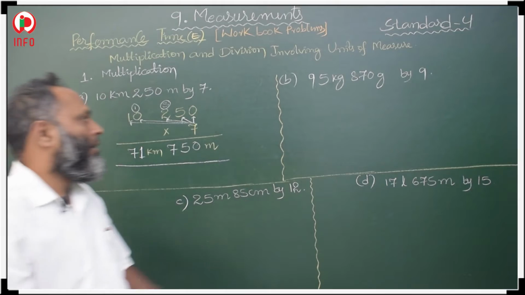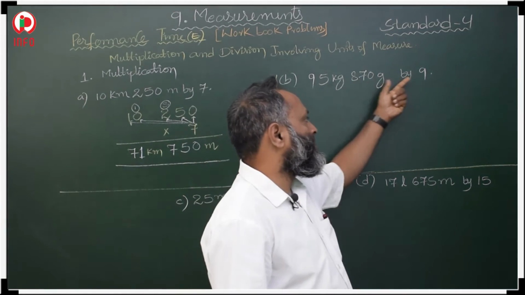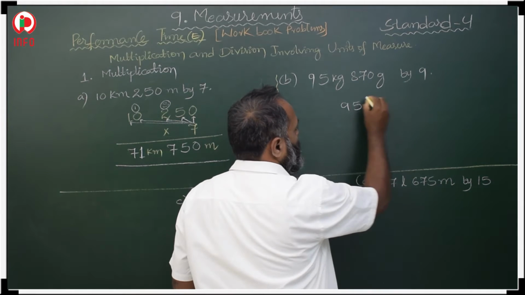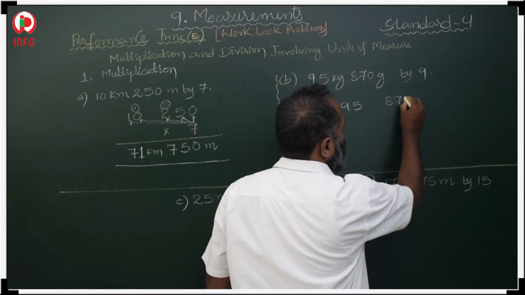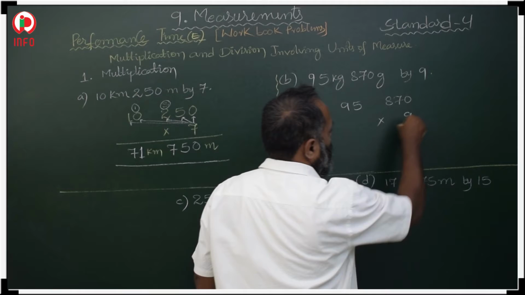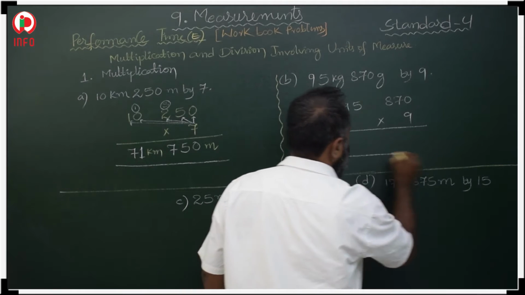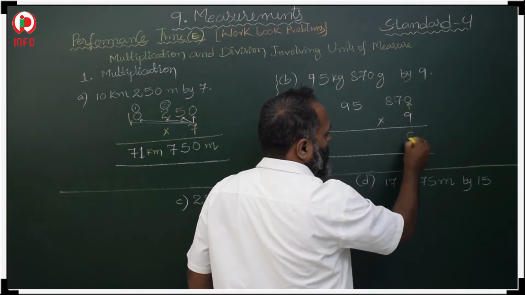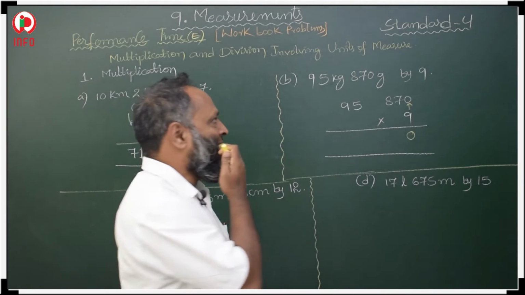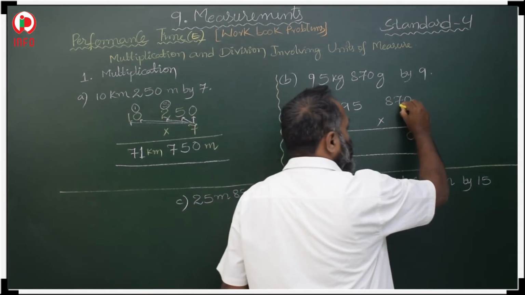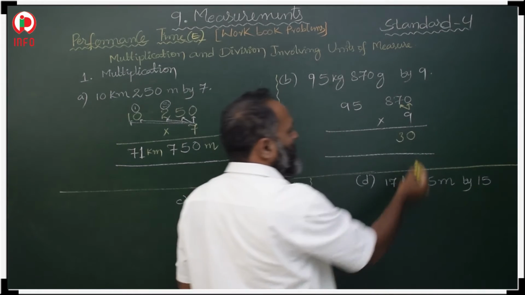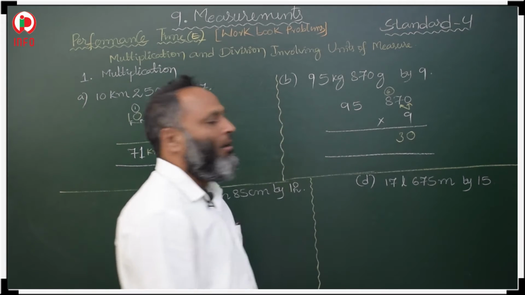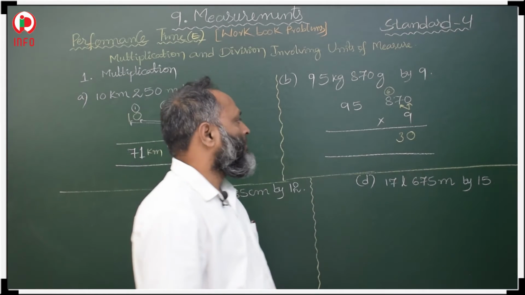Now the next: 95 kg 870 grams we should multiply with 9. 95 kgs and some gap, 870 grams, multiply by 9. Now multiply with 9. First 9 zeros are 0, 0 in ones place of a gram. Then 9 sevens are 63, 3 in tens place of a gram and 6 we should take carry over on next digit of a gram.